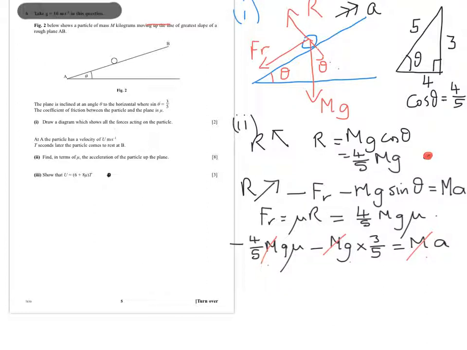So minus 4/5 of 10 is going to be minus 8 mu, and then minus 10 times 3/5. 10 times 3/5 will be 6, and that will be equal to A. And that's what we're asked for. We have A in terms of mu. So there's 8 marks altogether for part 2.